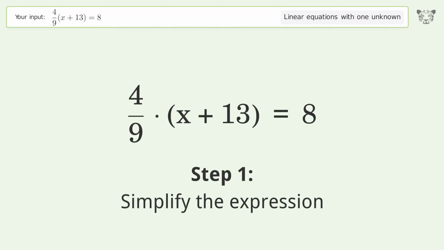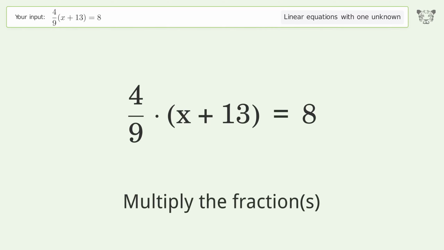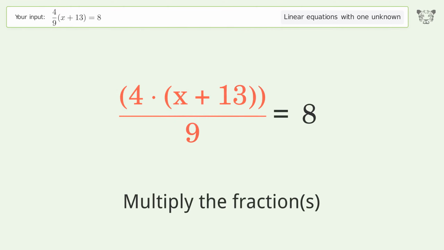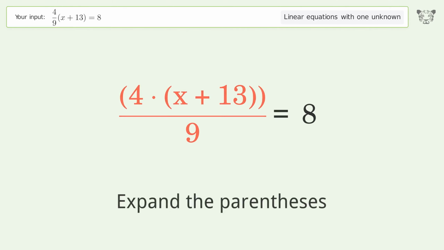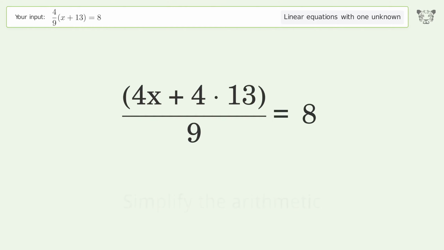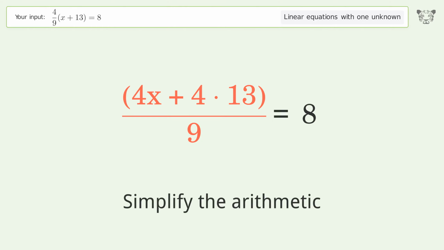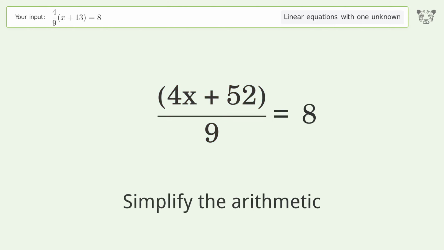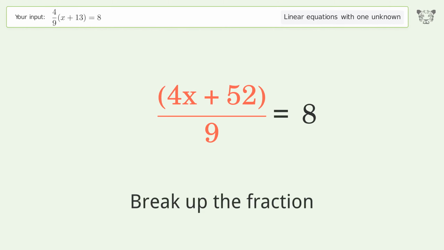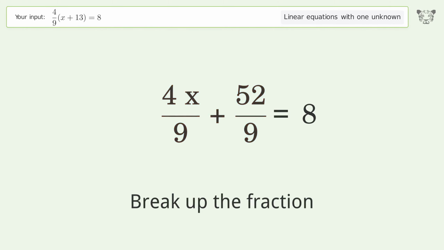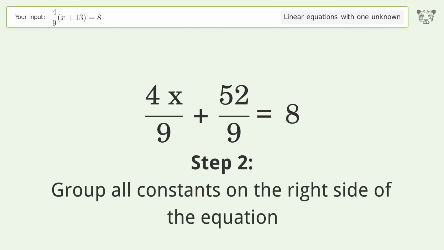Simplify the expression. Multiply the fractions. Expand the parentheses. Simplify the arithmetic. Break up the fraction. Group all constants on the right side of the equation.